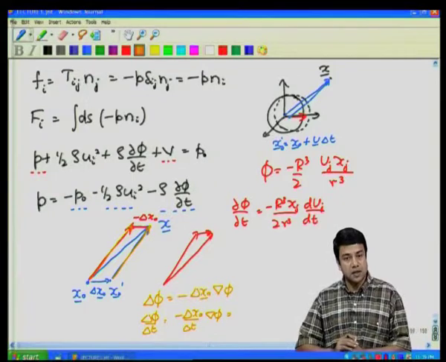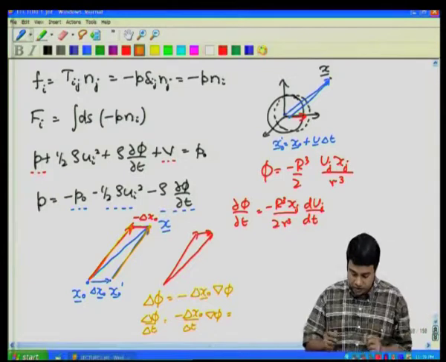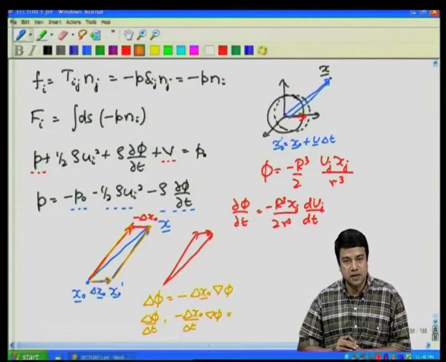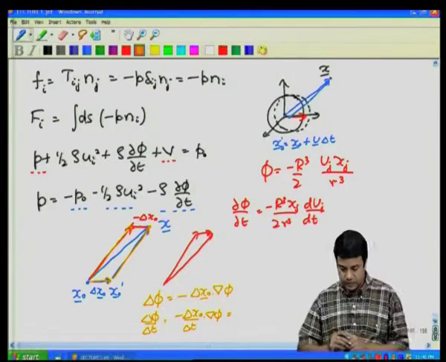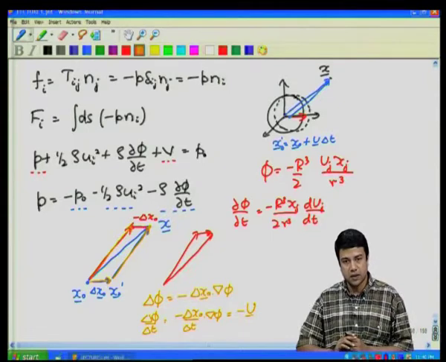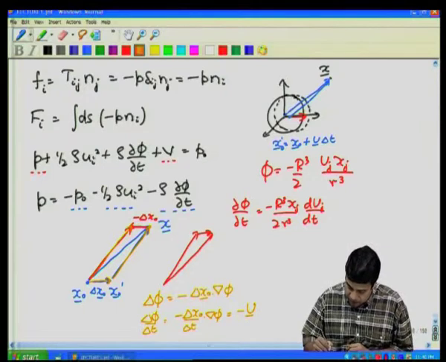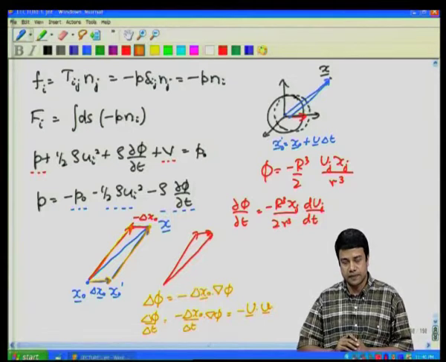Delta x naught by delta t is just the velocity of the sphere, because the sphere moves a distance delta x naught. So, delta x naught by delta t is just the velocity of the sphere. So, this becomes minus the velocity of the sphere, and grad phi is just the fluid velocity, because I said that the velocity can be written as the gradient of a potential. So, this becomes minus the sphere velocity dotted with the fluid velocity.